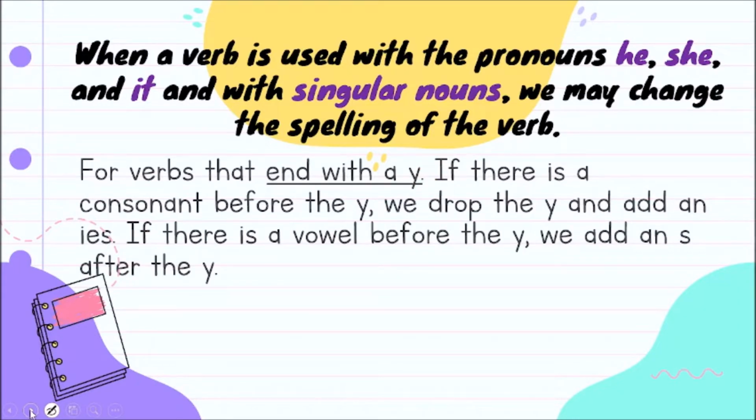For verbs that end with a y, if there is a consonant before the y, we drop the y and add ies. If there is a vowel before the y, we simply add s after the y. Again, if it is a consonant before y, we drop the y and add ies. But if there is a vowel before the y, we simply add s after the y.